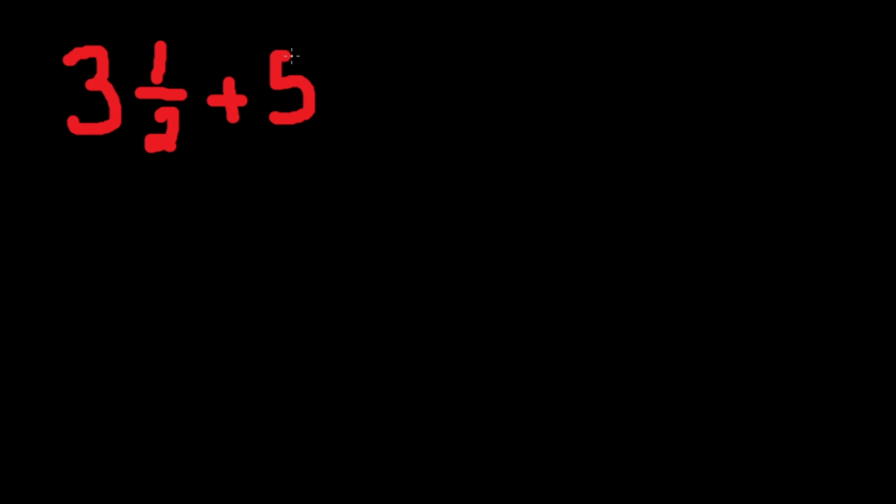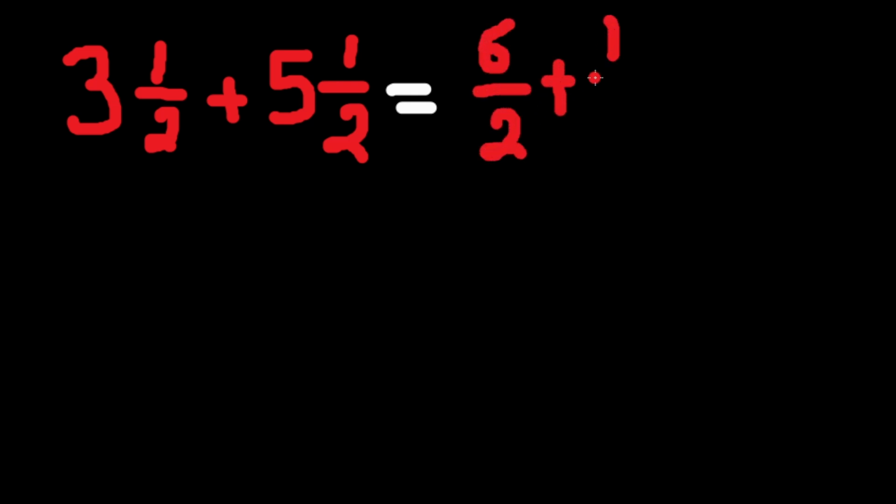Now let's finally use this in a real example. If we have 3 1/2 plus, well, let's say 5 1/2, how are we going to turn this into an actual improper equation? Well, we can use the same steps as before. 3 with the denominator of 2 turns into 6/2, as we know, plus 1/2. I'm going to use these little brackets to separate them from the other ones.